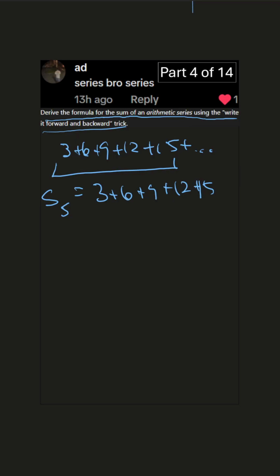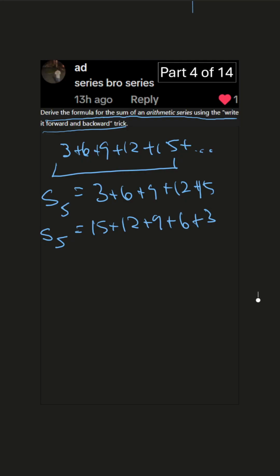Now we can rewrite that backwards, and it's still true. I'm just rewriting it: 15 plus 12 plus 9 plus 6 plus 3. It's the same thing. Now if we add those two things together, here's where it gets interesting.